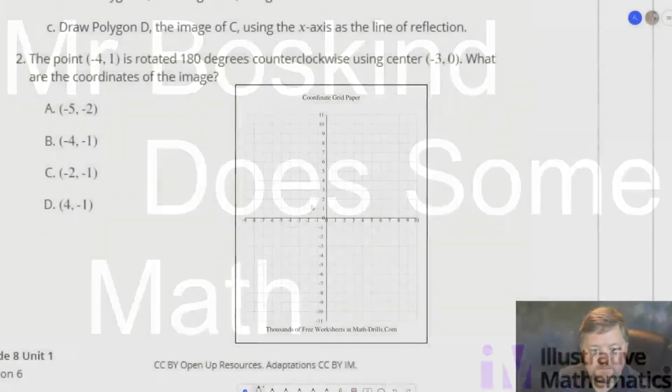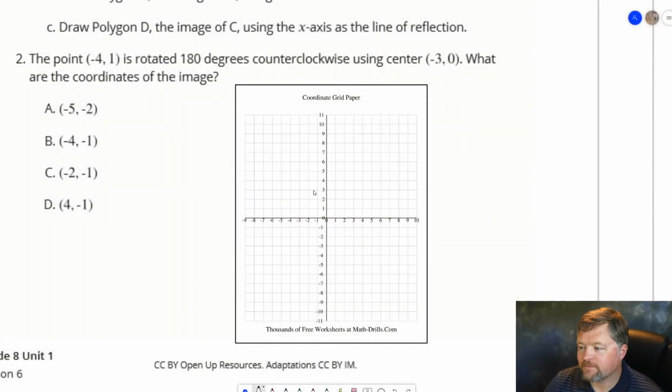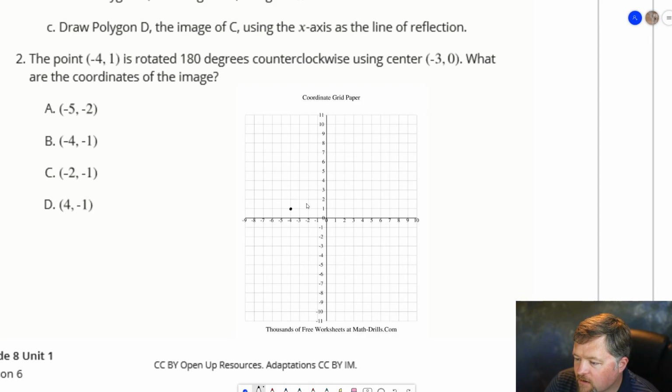Well, then isn't it lucky that our coordinate grid here, we need the point -4, 1. -4, 1 is right here. We want to rotate 180 degrees using the center -3, 0.